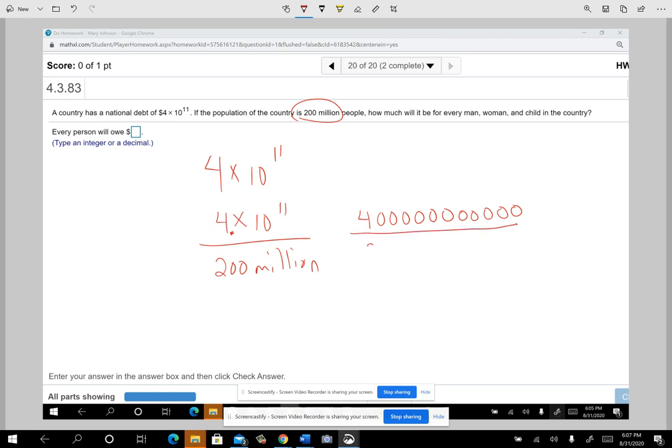And then 200 million is 200 with 1, 2, 3, 4, 5, 6 zeros. And you may not have known that. Okay. So there's both numbers written out. And you can just divide that right there to get your answer. Okay.